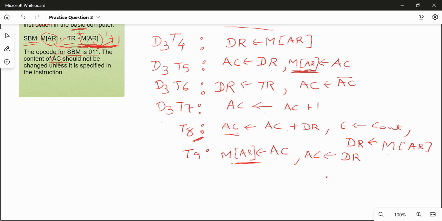These two operations are not conflicting because for DR to AC, the adder and logic circuit will be used, and for AC to M of AR, the bus will be used. So this is the end of the operation. You have to reset the sequence counter so that a new series of timing signals can be generated for the next instruction, and for that you have to set the sequence counter to 0. Write the exact control functions for each clock cycle. So this sequence of micro operations is needed to execute the given SBM instruction in the basic computer following all the required constraints.